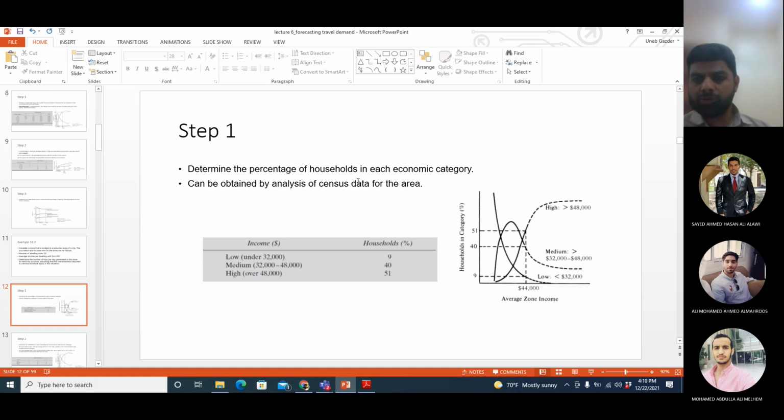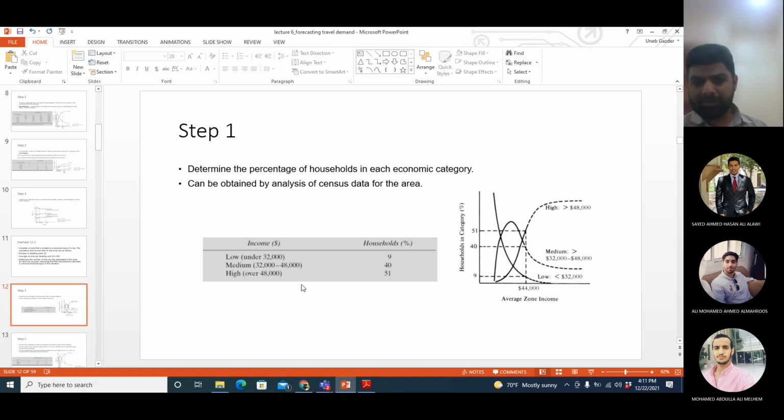Okay, the percentage of households belonging to each income category will come from the census data. Now this is what we developed from the sample data, the 20 household data. These curves are developed from there. According to the census, 9% of households belong to the low income category, 40% belong to the medium income category, and the remaining 51% belong to the high income category.